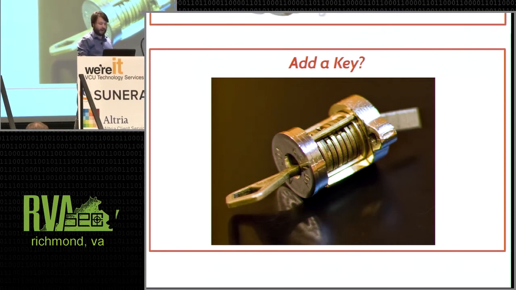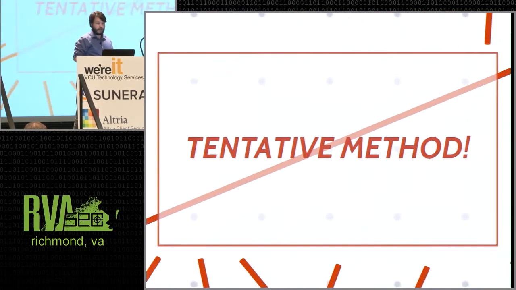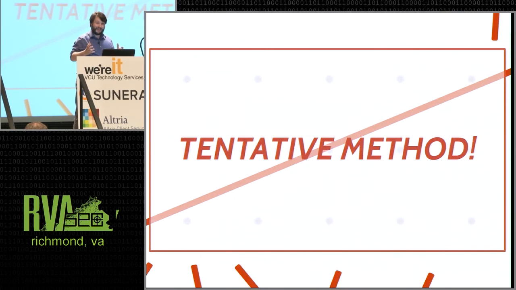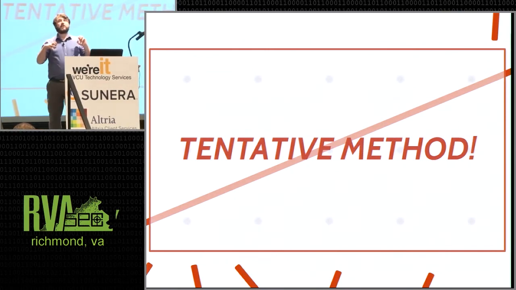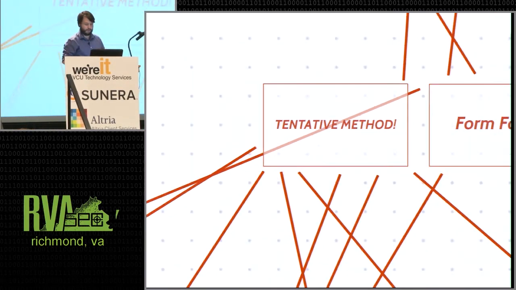So of course we added the key back in, right? So we now have the tentative method. This chased these guys for like 80 years, but they kept making new versions of the Abloy. But then they solved it.